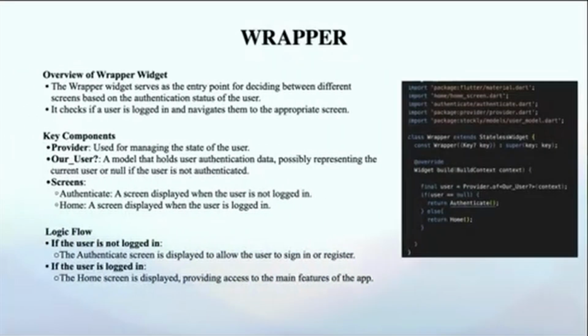And we do have a wrapper class which extends the state widget, and we give a key, which is a super key, and then we override the function where the user provides the context. If the user is null, then we return back to the authentication, else we return the home. So the key components in this include managing the state of the user, and our user model that holds the user's authentication data, representing the current user. It has two screens wrapped in it, which are authentication and home. If the user is null, it goes back to the authentication, and if the user is logged in, it shows the home screen. And the logic flow is like what we have discussed.